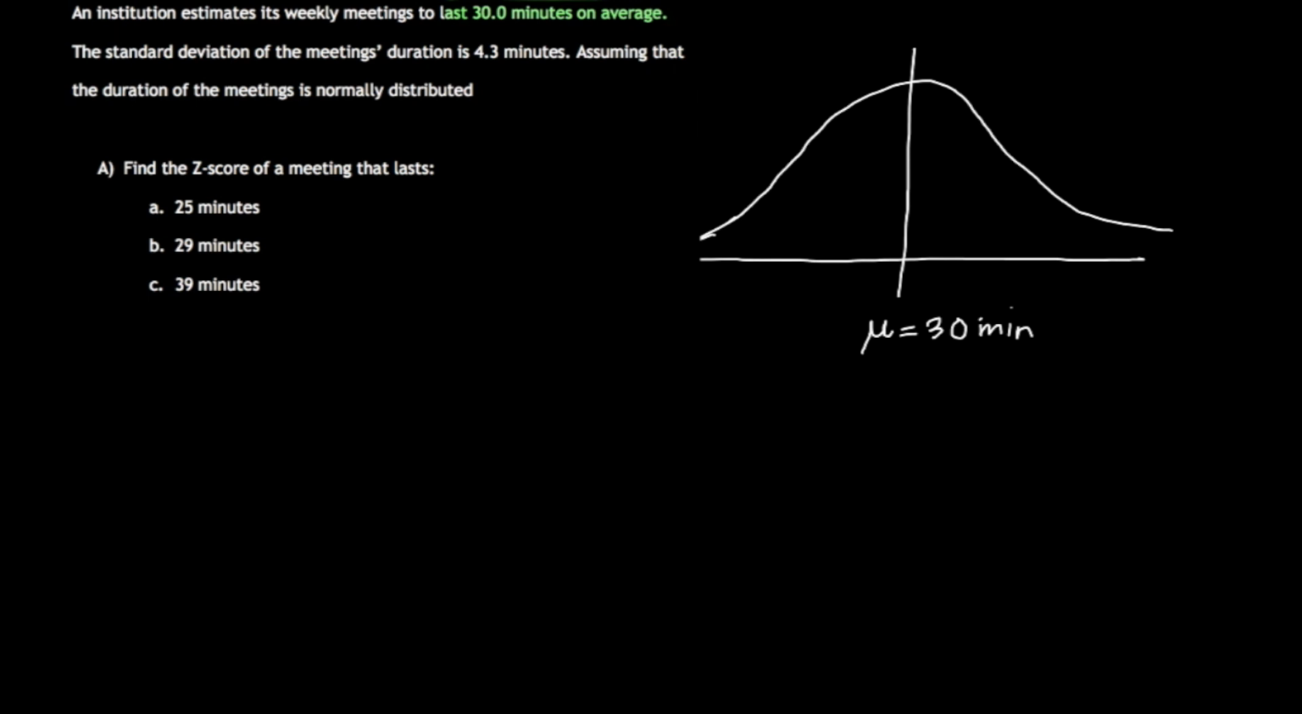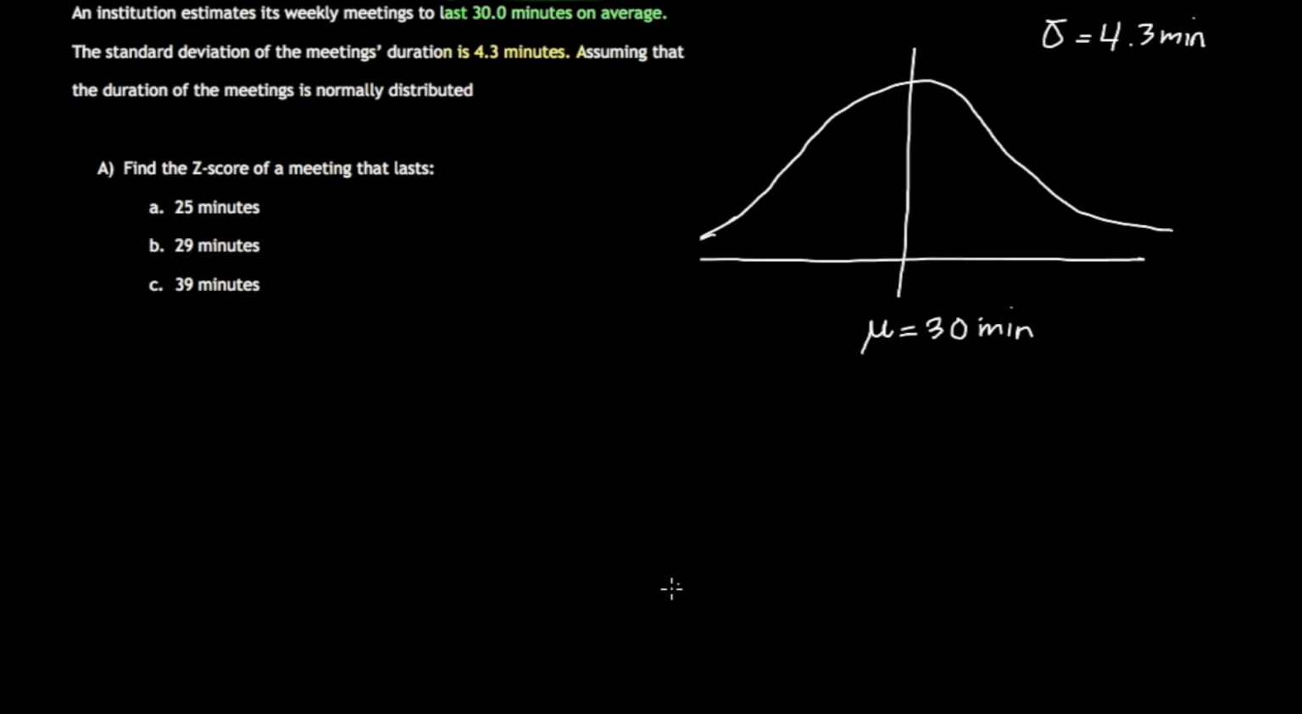What else do we know from the question? We can also see that the standard deviation is 4.3 minutes. So let's write that down as well. We have a standard deviation that is equal to 4.3 minutes.